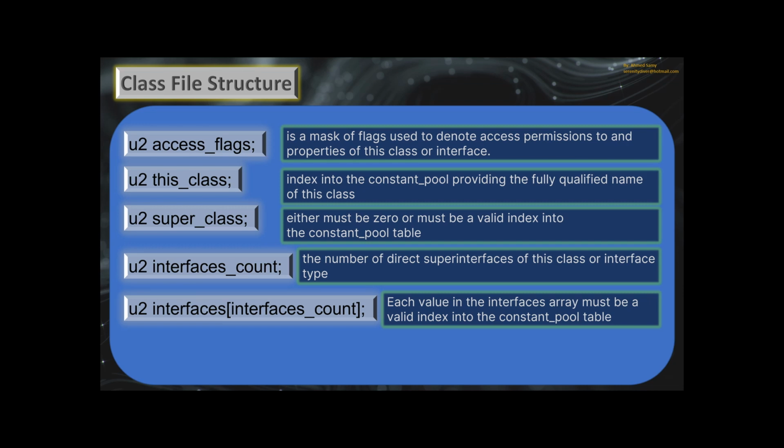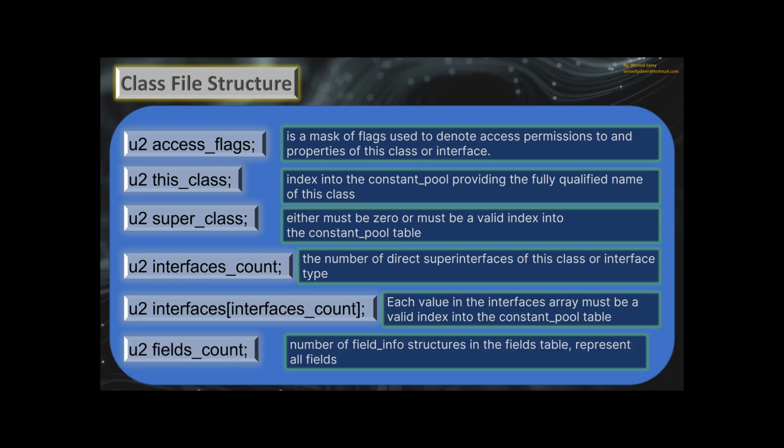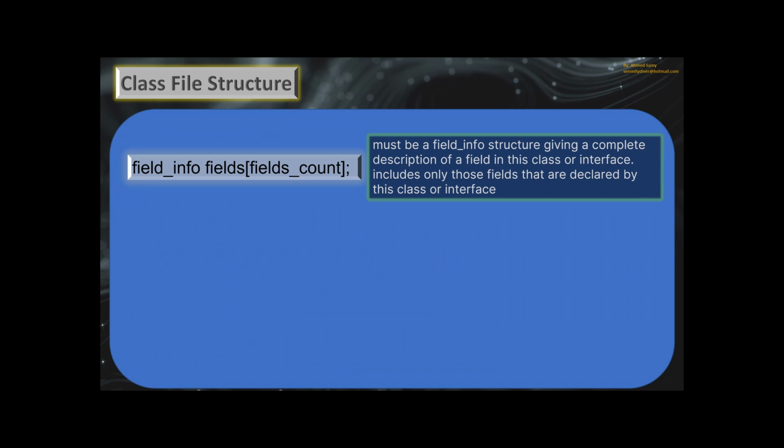Interfaces. Each value in the interfaces array must be a valid index into the constant pool table. The constant pool table will have a reference to which interface you are implementing in your class. Then we have fields count. How many fields do you have in your class? We have this fields info. It's a structure giving a complete description of a field in this class or interface, including only those fields that are declared by this class or interface.